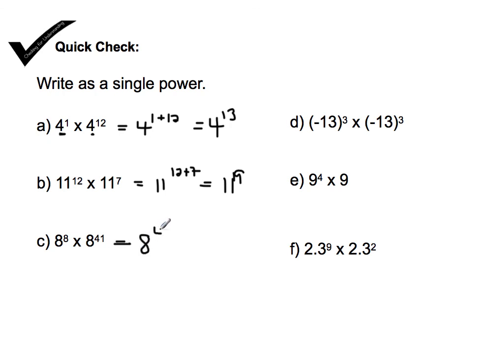So this one would be 49. I'm going to skip a step because I think you get it. I have two powers. I'm multiplying the two powers together. The bases are the same. I can add the exponents. Same thing here. I'm multiplying two powers. Bases are the same. I add the two exponents. Make sure that your negative is in brackets.